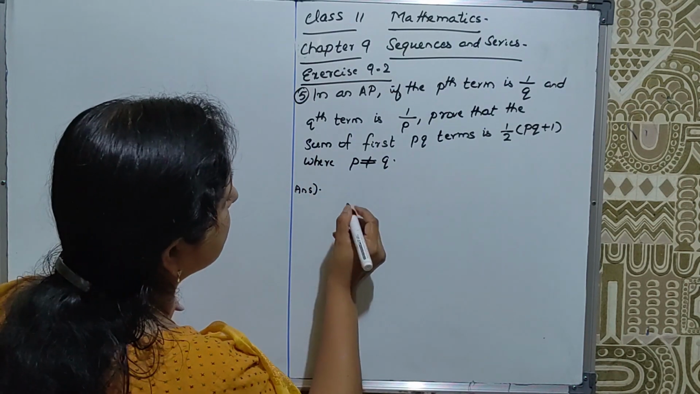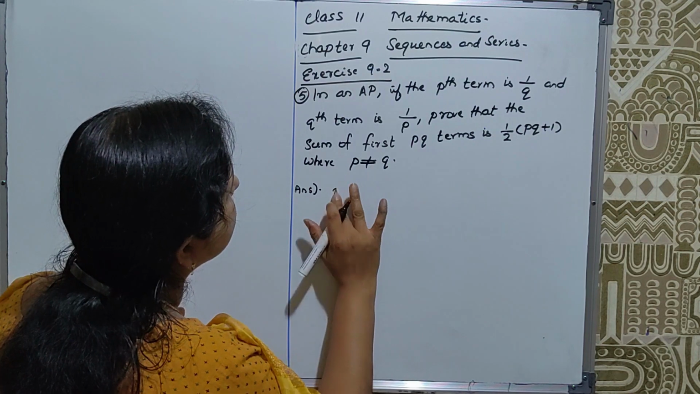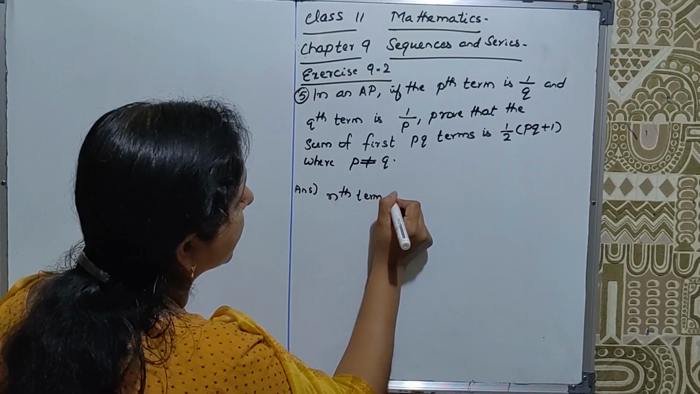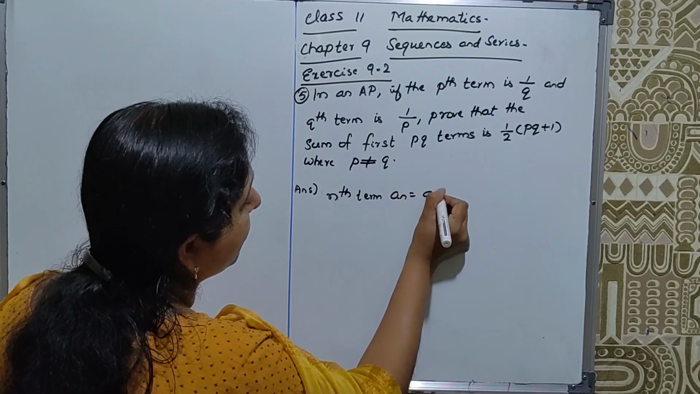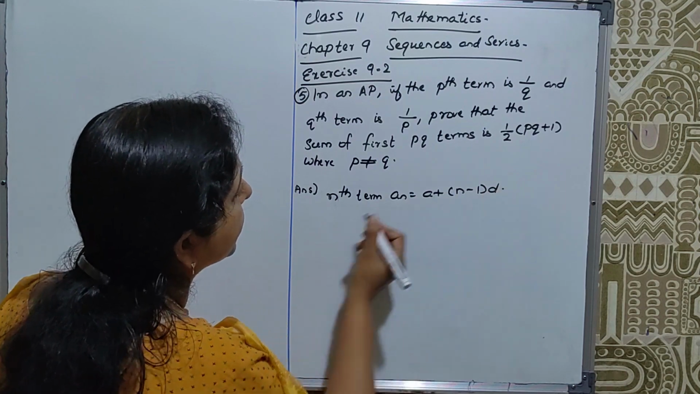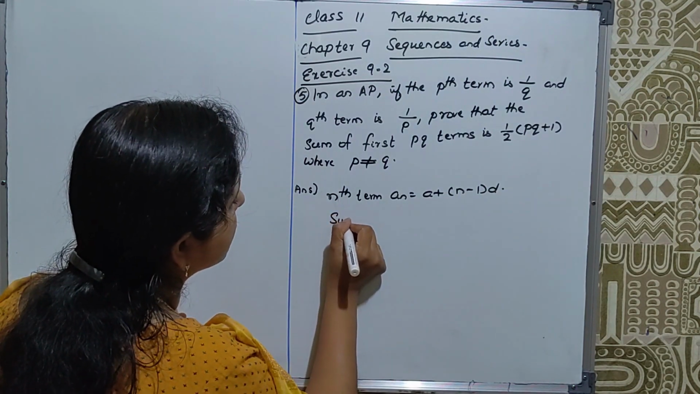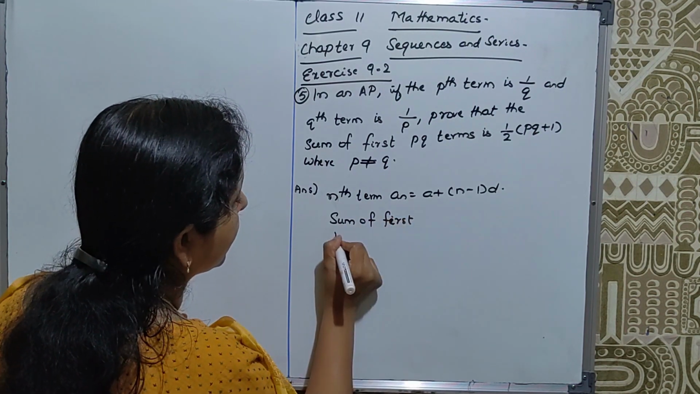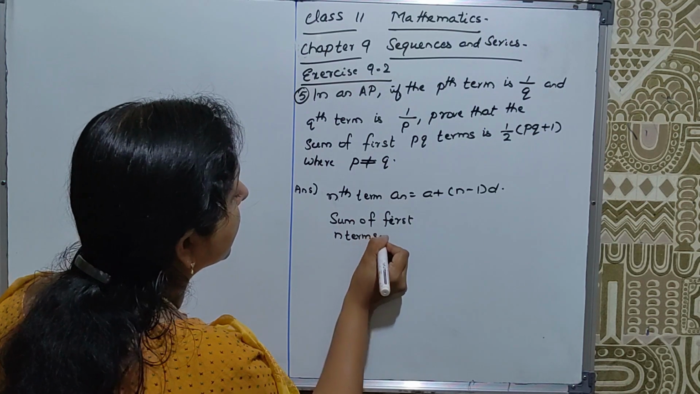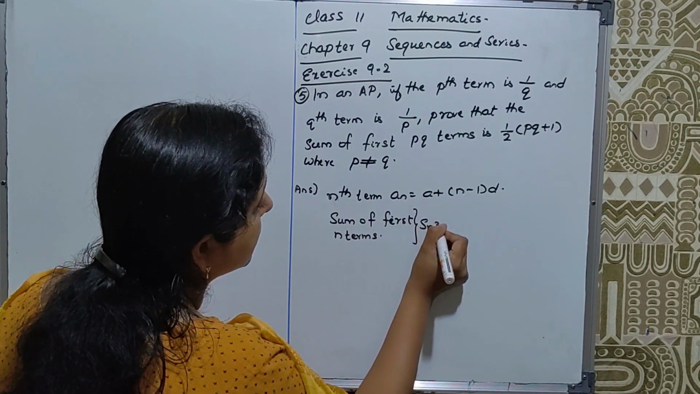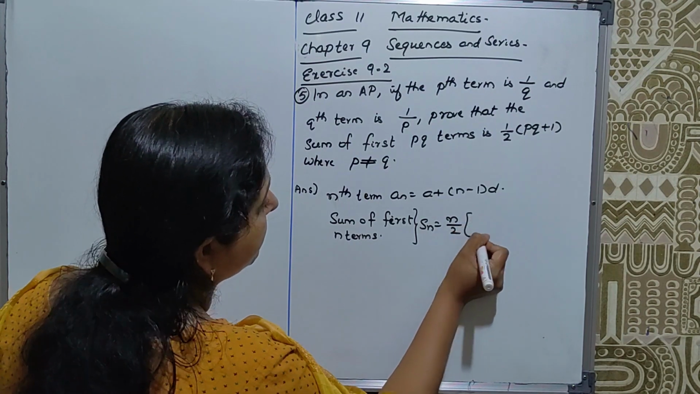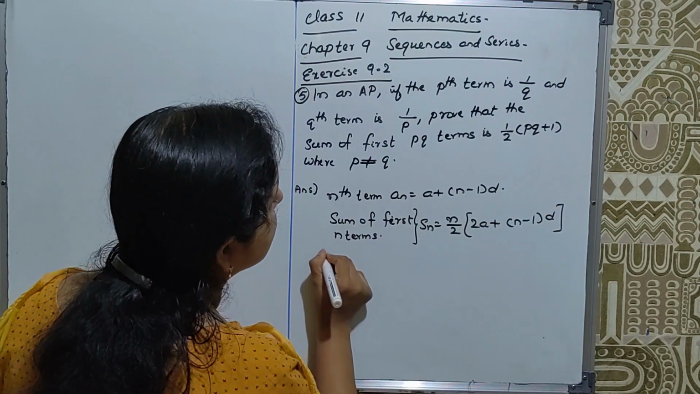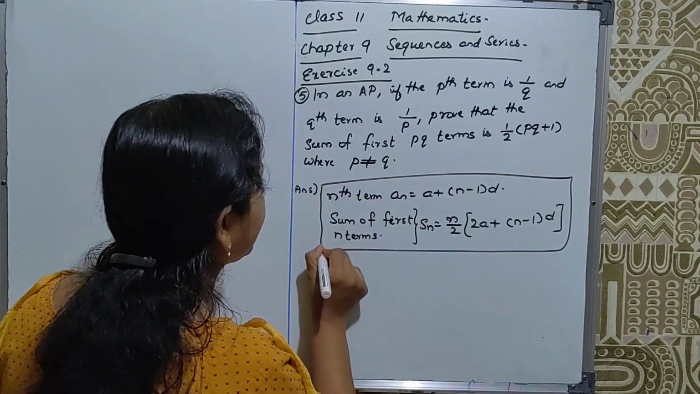Now, the pth term is 1 by q. The general formula I write: nth term is a plus n minus 1 into d. And again, the sum of first n terms, Sn equal to n by 2 into 2a plus n minus 1 into d. I just gave you two formulas related to this topic.